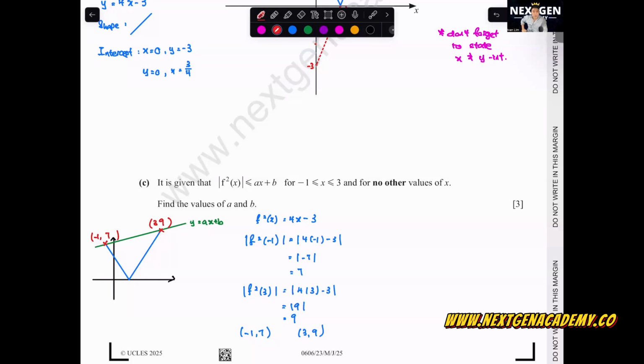Understand what we're doing here? We're finding the 2 points on the graph. So now you got 2 points on the graph already. Can we construct this straight line equation, which is the ax plus b? Can, right? According to this graph, you find your m, and you find your c value. You want to use y equals mx plus c, also can. You want to use y minus y1 equals m bracket x minus x1, also can.